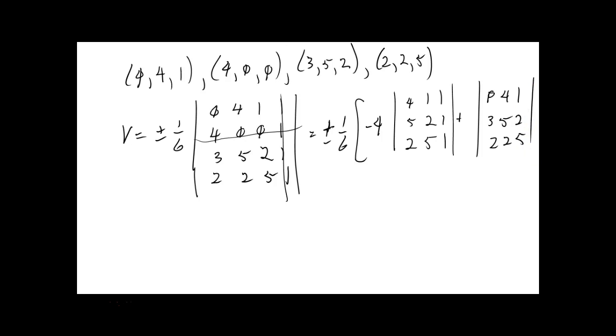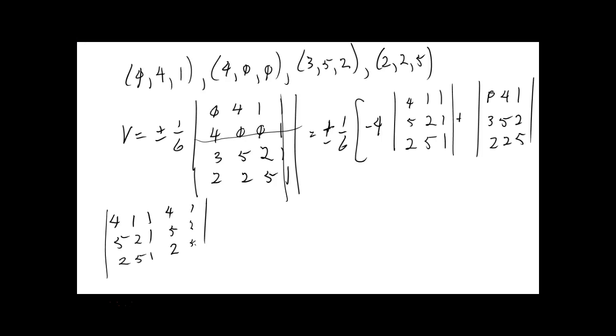Now, I wish I had thought a little better, but I didn't. So I'm going to take this one right here, 4, 1, 1, 5, 2, 1, 2, 5, 1, and repeat the first two columns, 4, 5, 2, and 1, 2, 5. Okay. I'm trying to do the determinant of this matrix here.